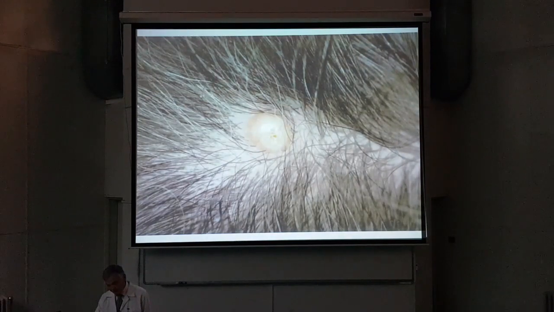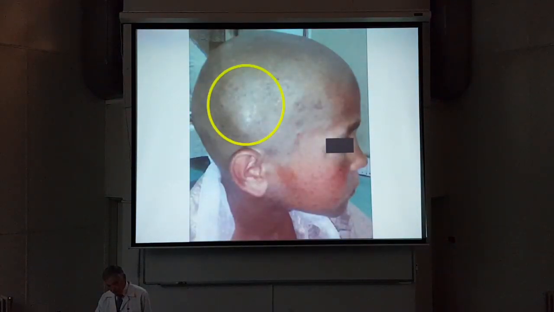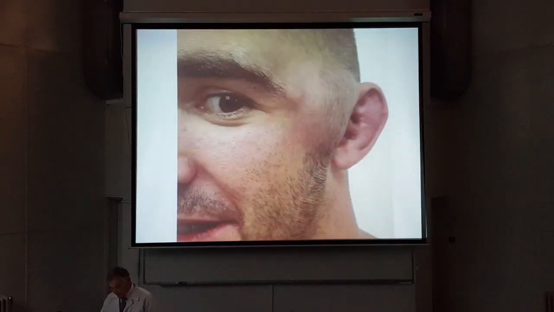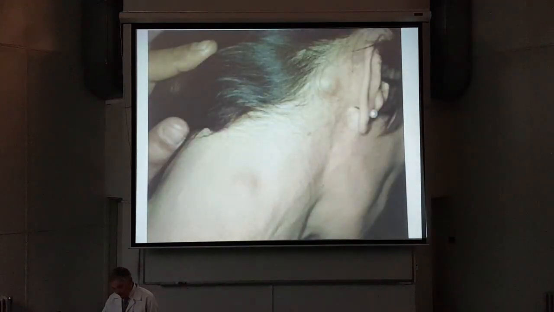This is the site of benign sebaceous cyst, large wound, a hematoma, two hematomas, a boxer with hematoma in the temporal region, a young baby with a hematoma in the scalp, probably in the process of birth but lasted a long time.